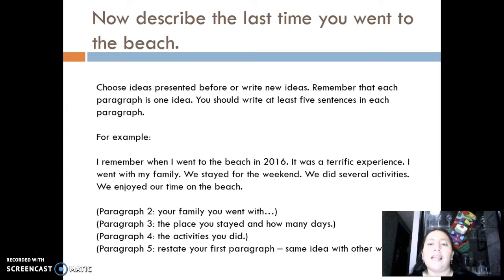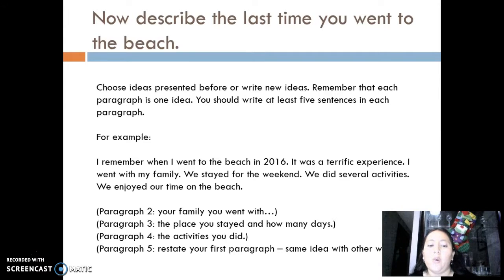Now describe the last time you went to the beach. Choose ideas presented before or write new ideas. Remember that each paragraph is one idea. You should write at least 5 sentences in each paragraph. For example, I remember when I went to the beach in 2016. It was a terrific experience. I went with my family. We stayed for the weekend. We did several activities. We enjoyed our time on the beach. This will be our first paragraph.